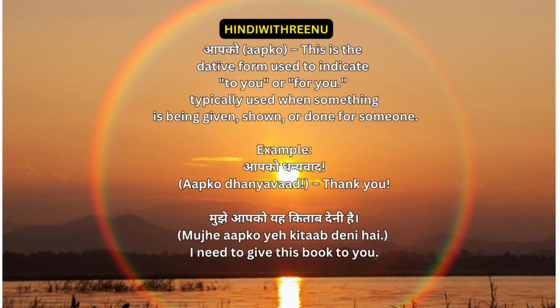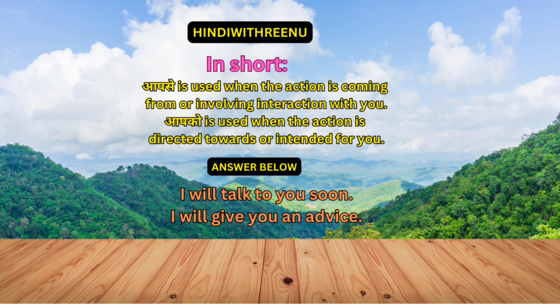Now see both these together in short. So aapse is used when the action is coming from or involving the interaction of two people or maybe more than two. But aapko is used when the action is directed towards or intended for you. Okay, so one aapse is kind of taking something and aapko is kind of giving something, and aapse is having the interaction. Okay, but aapko is not having that much interaction, it is kind of giving way.